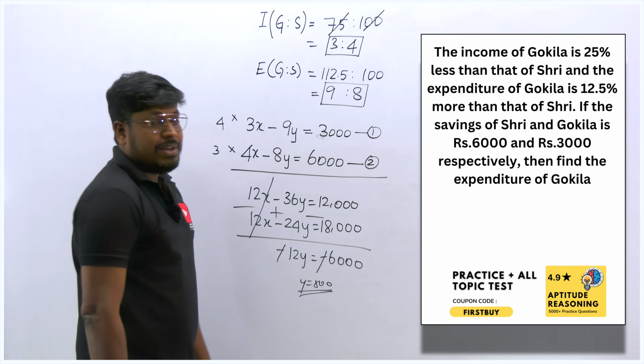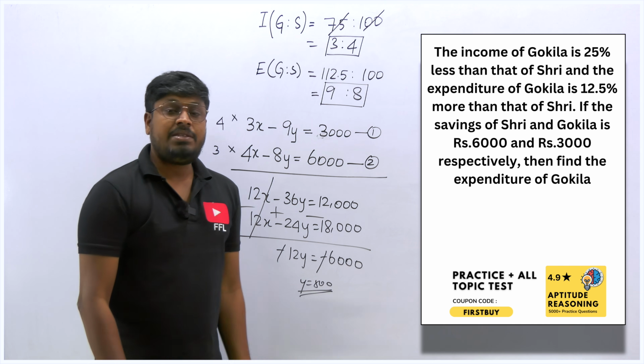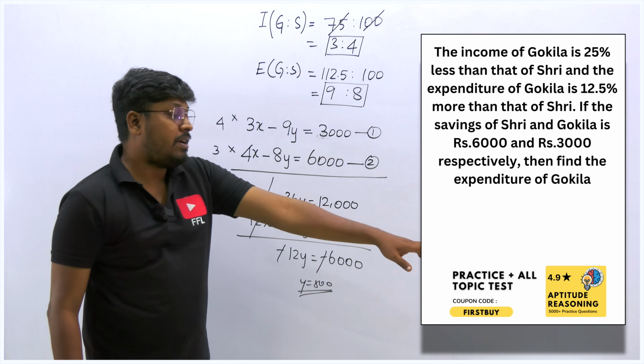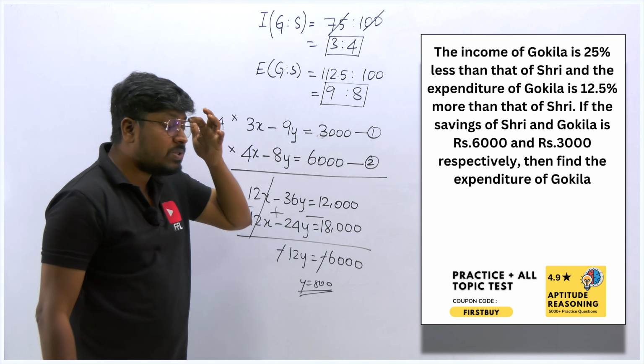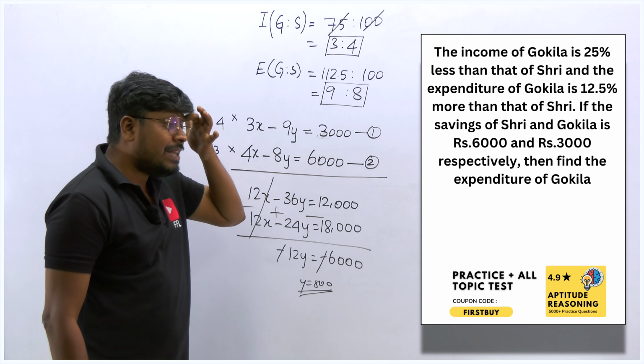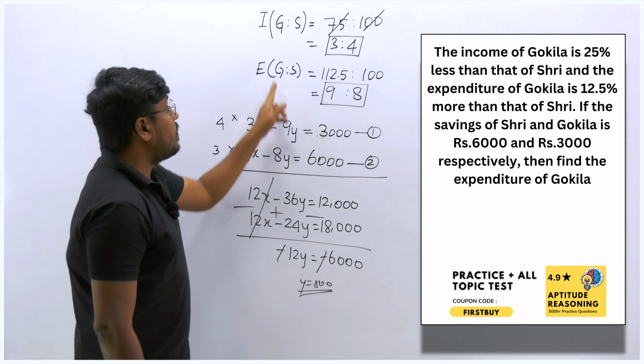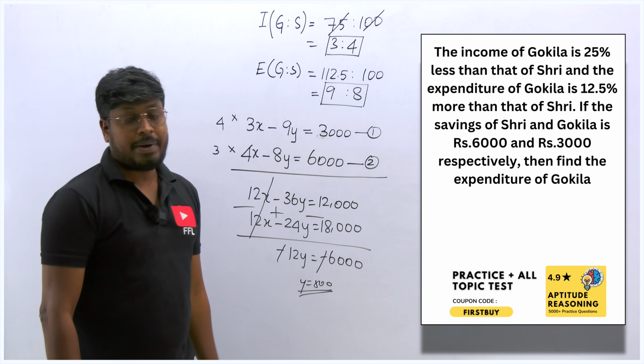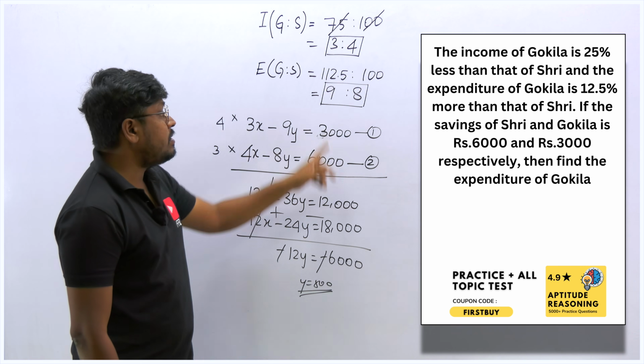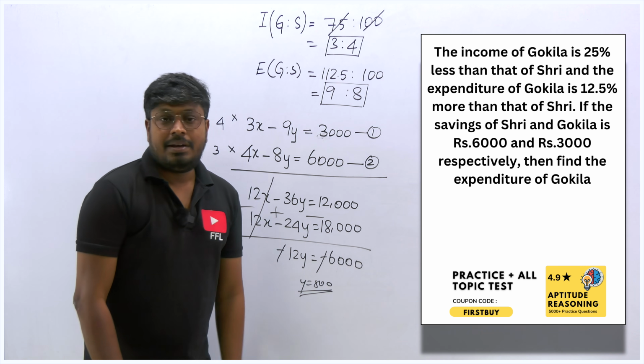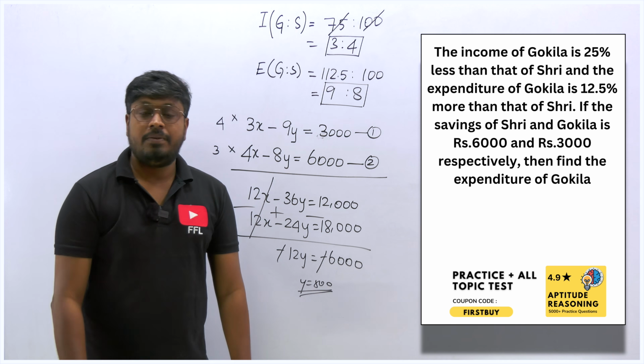Yes. So now we got the value of y. Once we got the value of y, solving the question is easy. Why? Because our target is to find the value of the expenditure of Gokila. So Gokila expenditure is how much? 9y. So y is how much? 500. So once you multiply these two values, the resultant will be the expenditure of Gokila.